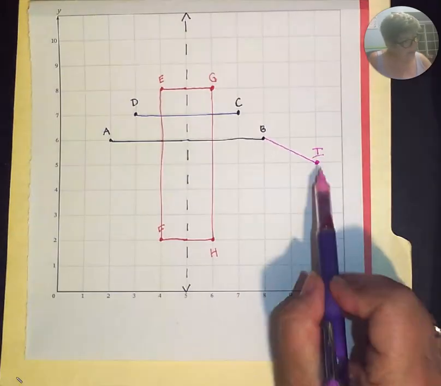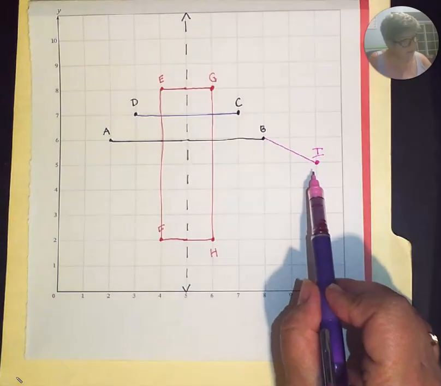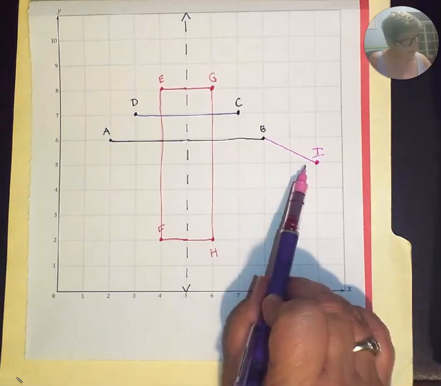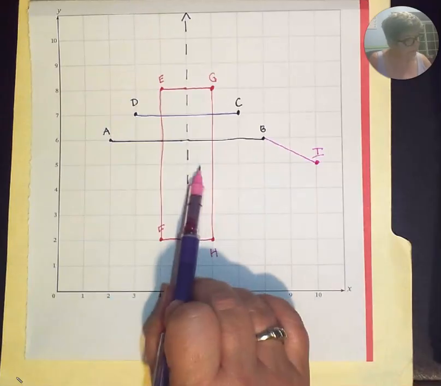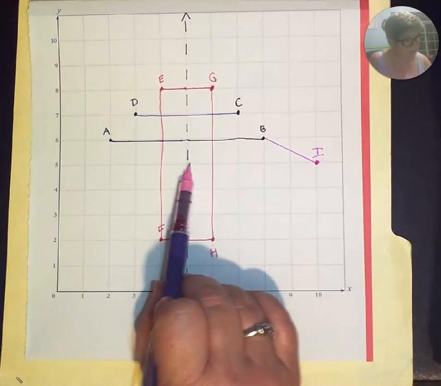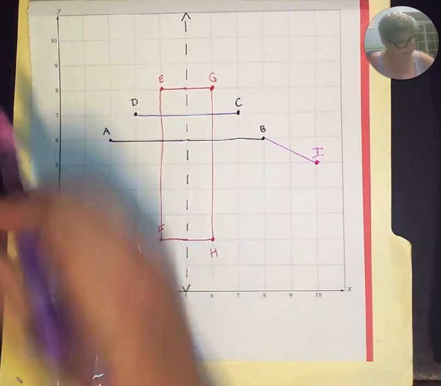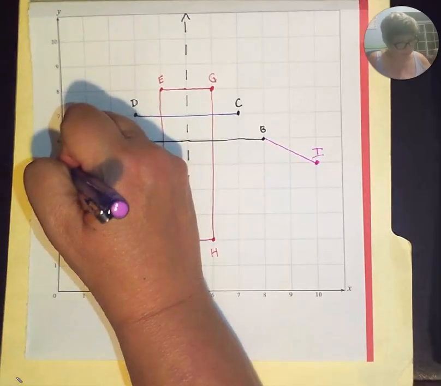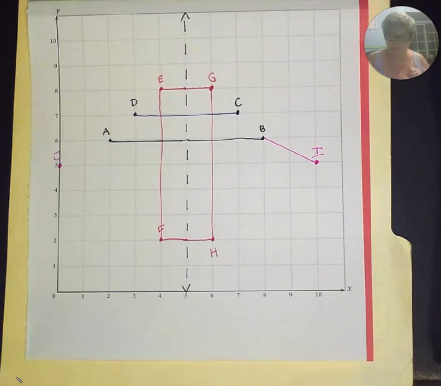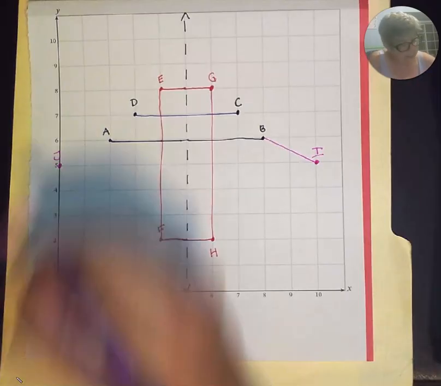Okay, plot point J so that points I and J are symmetrical. So here's I, and I need a J symmetrical all the way across. So 1, 2, 3, 4. Sorry, 1, 2, 3, 4, 5 from the line of symmetry. There's our J. That's a tricky one, right? Use a straight edge to draw a line segment symmetric to BI. So that's going to be AJ.